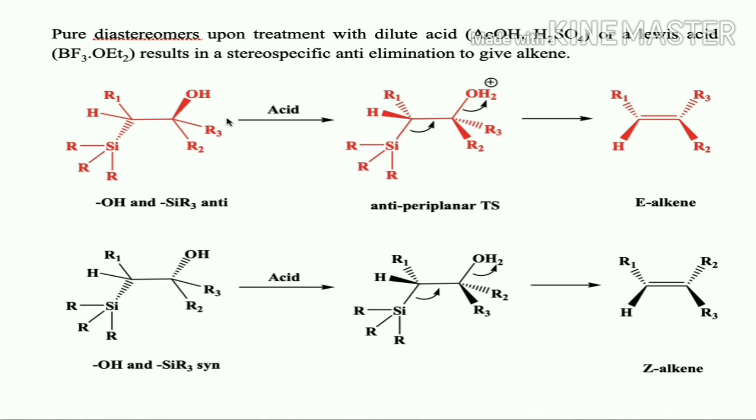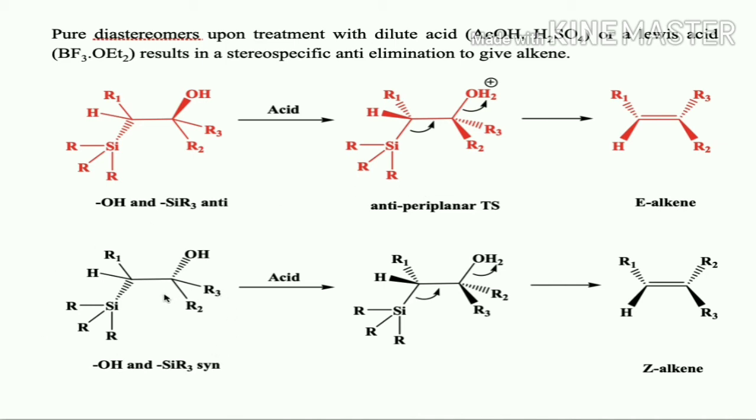Here the acid is going to protonate the OH group, so it forms OH2 plus, which is a very good leaving group. Now the silyl group and this OH2 group can attain an anti-periplanar transition state, and through this anti-periplanar transition state, they get eliminated to form E-alkene. Here it is stereospecific, meaning the starting material is anti, so the starting material configuration is retained. That's why it is called stereospecific. The anti product will give E-alkene through the anti-periplanar transition state.